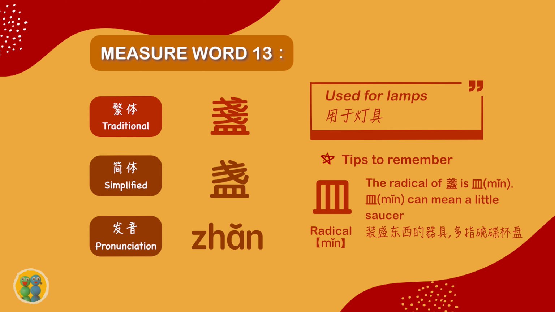So this measure word is used for lamps, right? In the old times, people used oil lamps. You can see the picture here. It is like a little saucer or a little bowl. People use the basic oil lamp to get light. So you can see the structure of this character. At the bottom is the radical mǐn, which means a little saucer. Use your imagination. Its structure, doesn't it look like an oil lamp picture? At the bottom, there's a saucer, and then there's something on the top. So you can remember it this way.